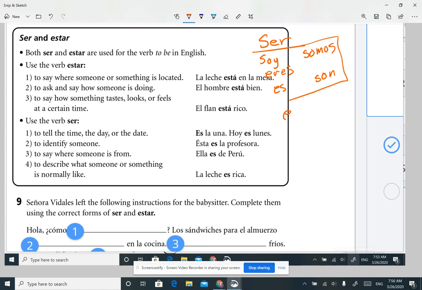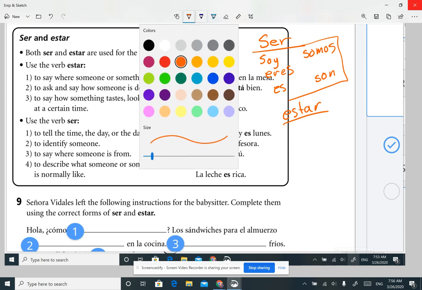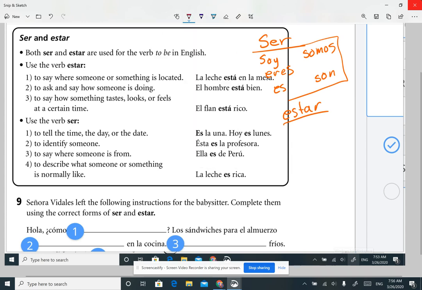And then our estar verbs are the following. We'll start with estoy for I am, estás for you are, está for he or she is, or usted is, you in the polite. Then we have estamos for we are, and están for y'all are or they are.